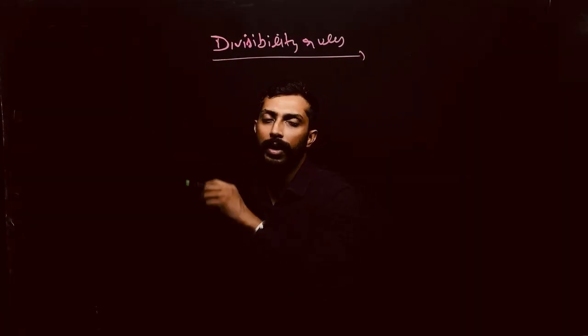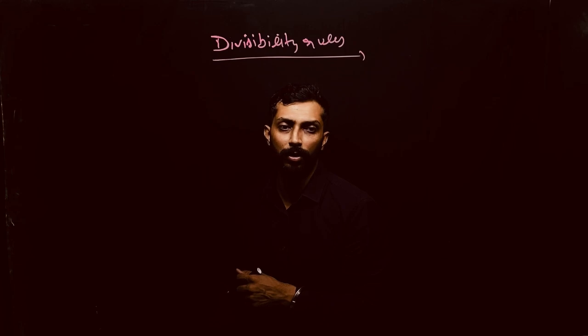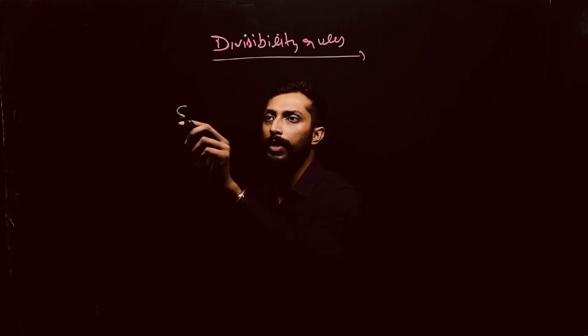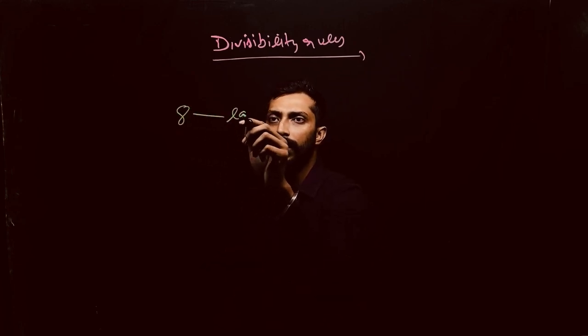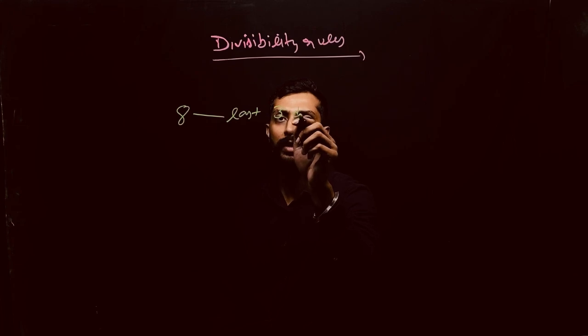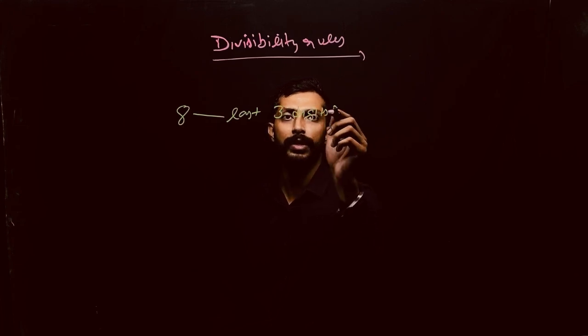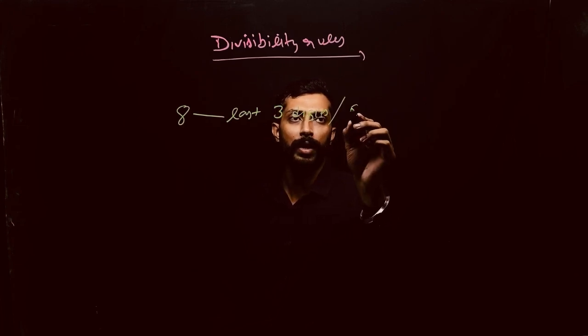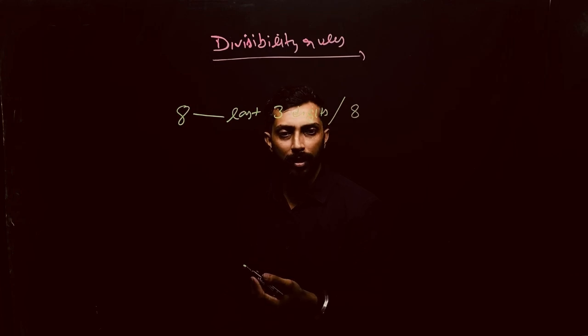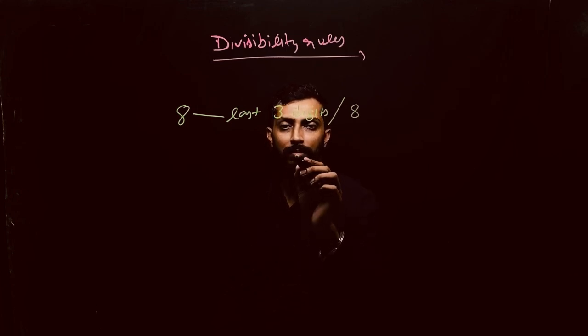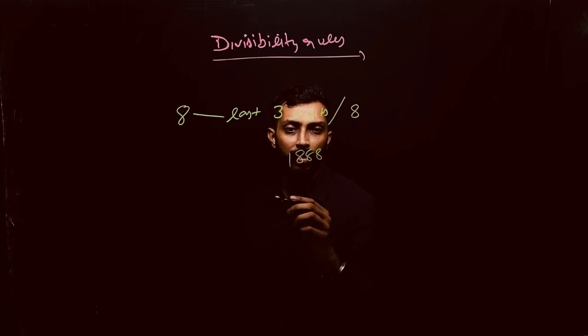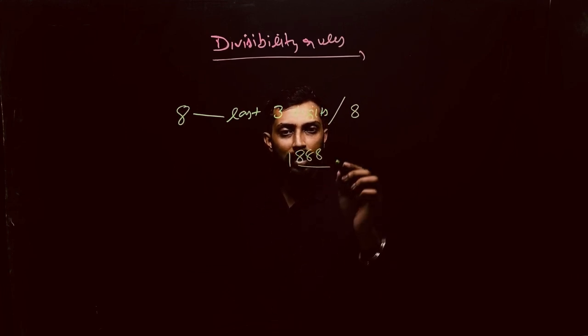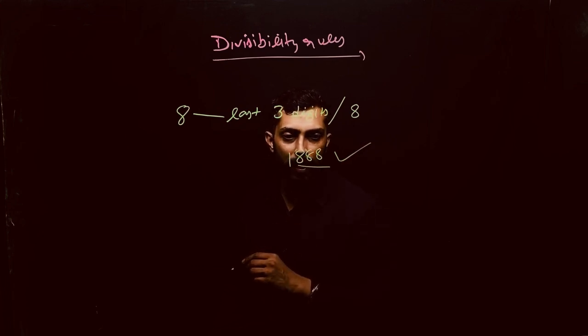Now let us discuss the divisibility rule for 8. For 8, we'll check the last 3 digits should be divisible by 8 or a multiple of 8. For example, if I am writing a number here that is 1888, it is very easy. We can easily say that the last 3 digits are a multiple of 8, so this number is divisible by 8.